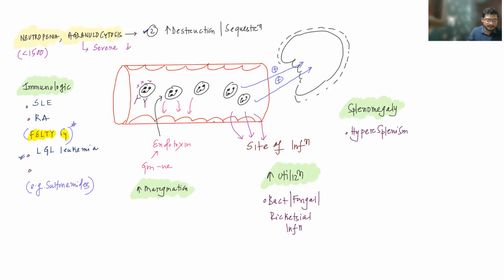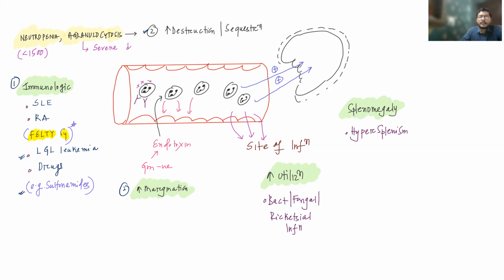Then there are certain drugs like sulfonamides. Certain drugs like sulfonamides can also cause immunological damage to the neutrophils in the peripheral blood. This is the first mechanism. The second mechanism is increased margination of the neutrophils. So what do you mean by increased margination?